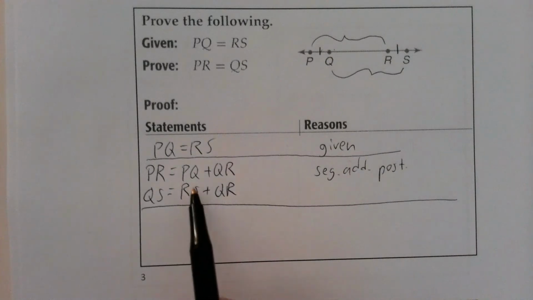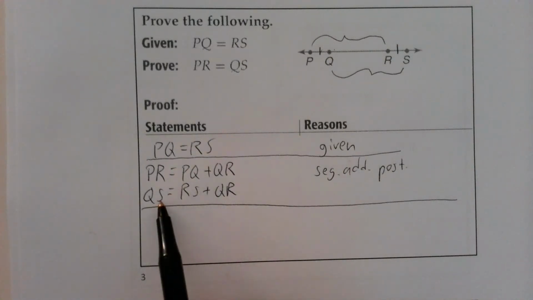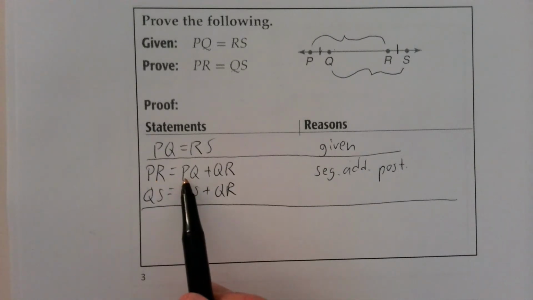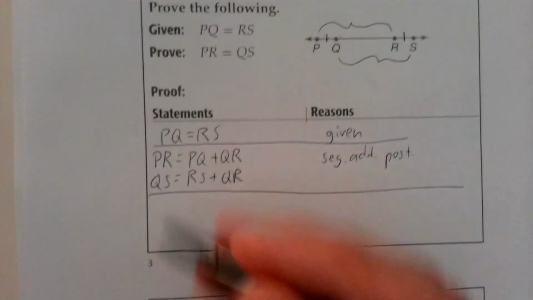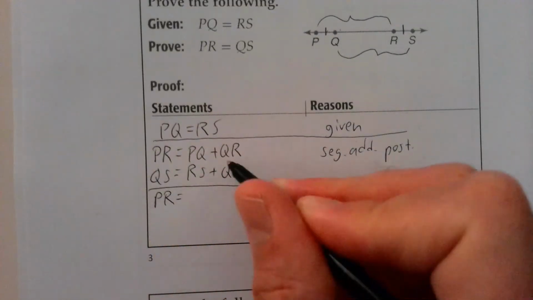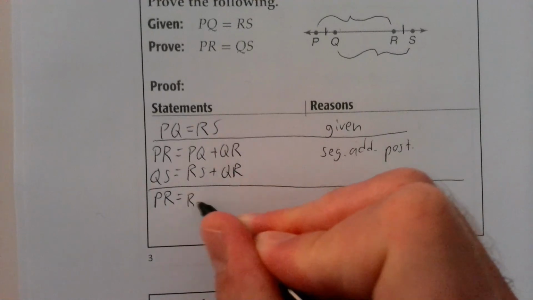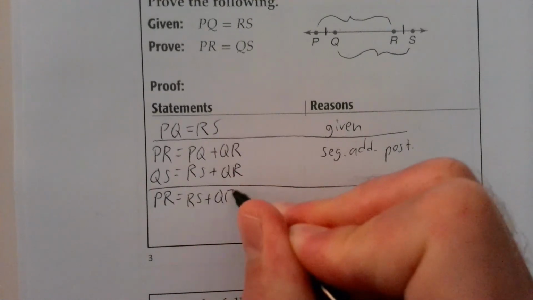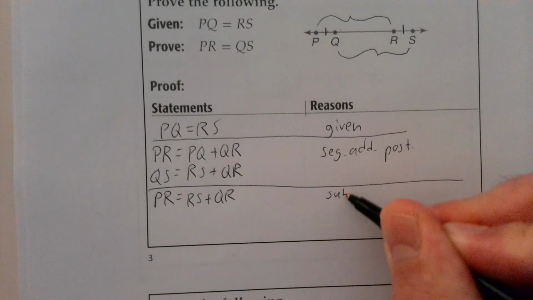Now I'm going to pick my favorite one. It doesn't matter which one. I don't know, how about PR, because it's first. And I'm going to take out PQ and put RS in its place. So I'm going to do a fancy substitution here. And I get RS plus QR by substitution.